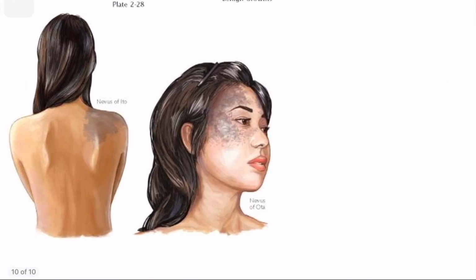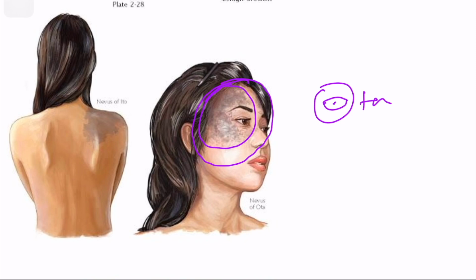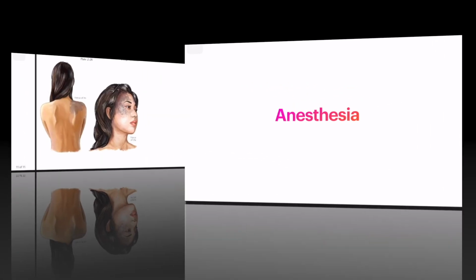As far as other nevus are concerned, this is nevus of Ota. Ota looks like an eye. So the nevus which happens around the eye is Ota. And Ito is a blue patch in the shoulder, and Ota is also a blue patch around the eye.